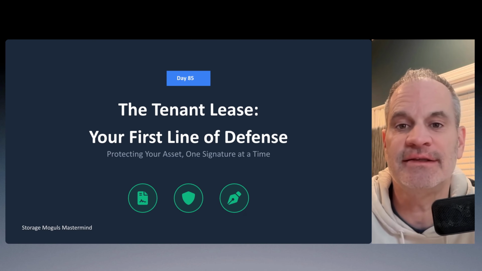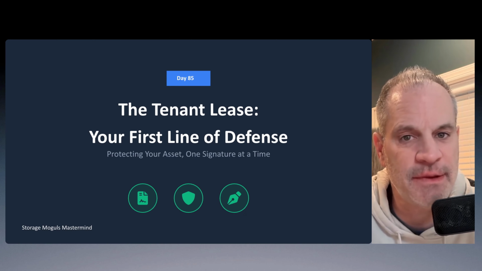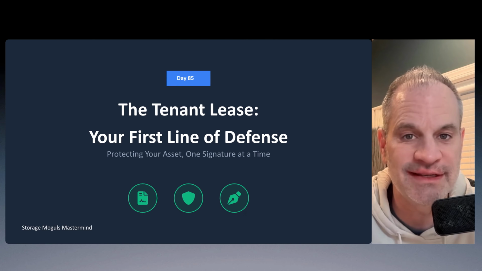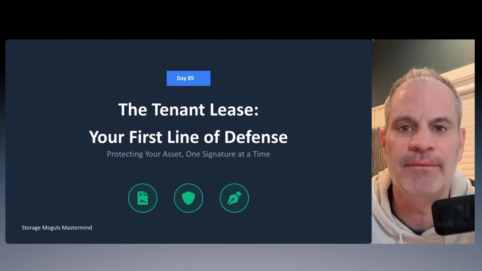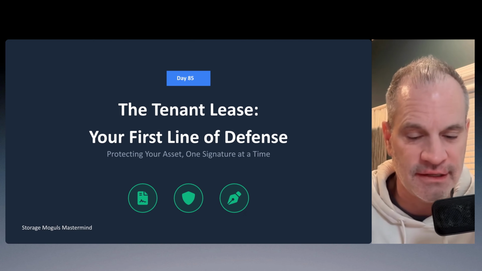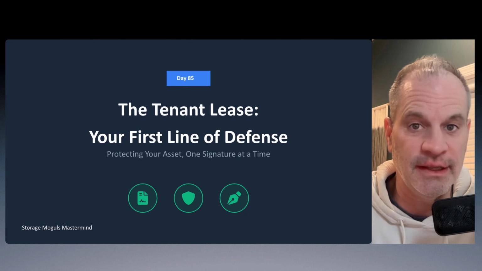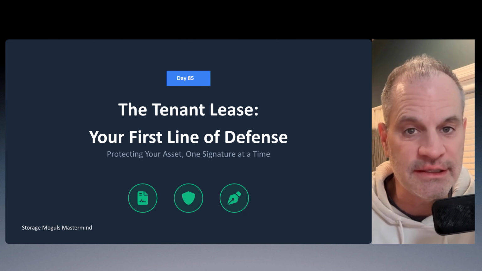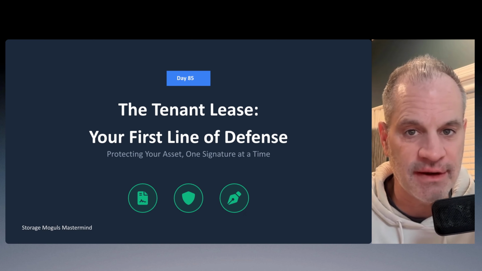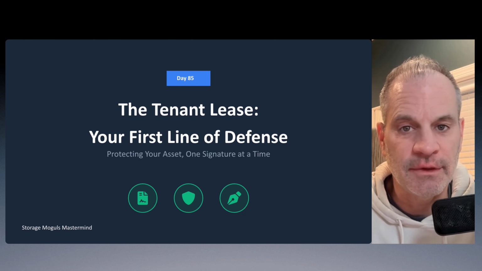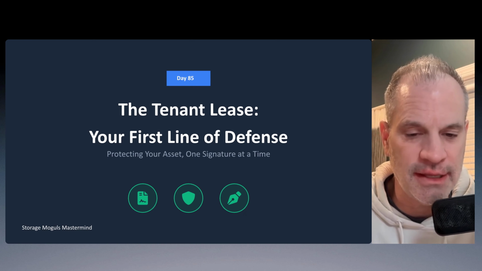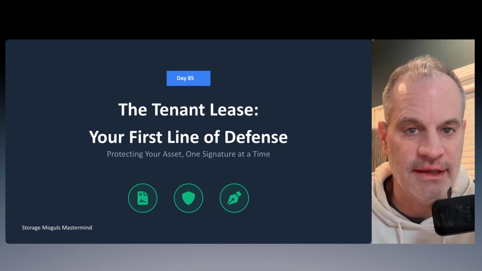Okay, back to the tenant lease. This lease is not just a piece of paper, folks. It's your single most important tool for risk mitigation. That sounds crazy, right? Well, you need to look at the lease as your first line of defense, and I'm going to tell you why. Because it's going to be your first line of defense against liability and loss. A weak lease exposes your entire business to unnecessary risk. Today, we're going to break down the key clauses that protect your asset and your bottom line.